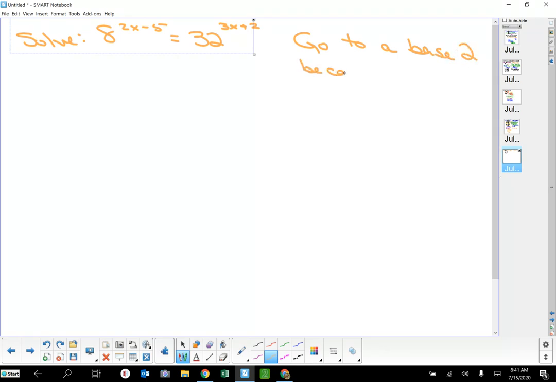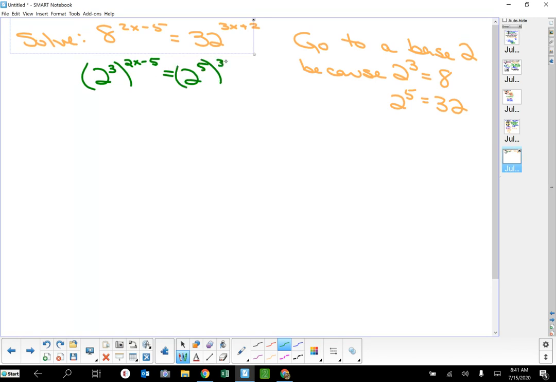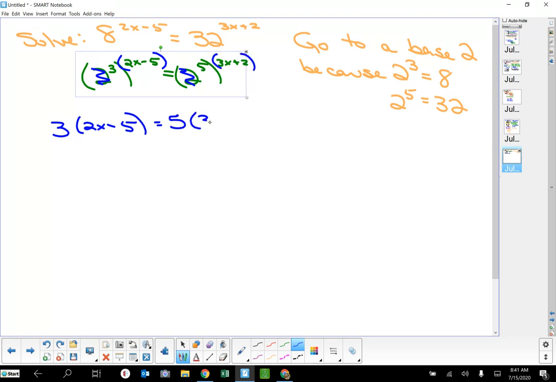because 2 to the third is 8, and 2 to the fifth is 32. So you need to get your bases the same. So I'll rewrite these. The 8 is 2 cubed, and the 32 is 2 to the fifth. Now I have my bases the same, so I can take the powers, 3 times 2x minus 5, get rid of these, right? That's what's happening, is equal to 5 times 3x plus 2.